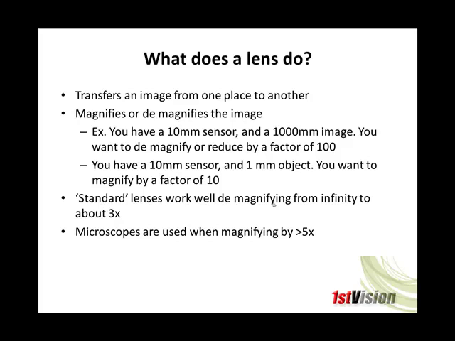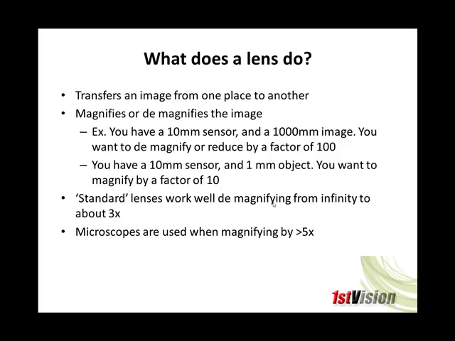What does a lens do? Basically, it transfers an image from one place to another. It also magnifies or demagnifies an image. For example, you have a 10 millimeter sensor that's usually on a diagonal, but it could be on the sides for this example, and you have a 1000 millimeter image. In this case, you want to demagnify or reduce by a factor of 100. Now let's say you have the same 10 millimeter sensor and a 1 millimeter object. In this case, you want to magnify by a factor of 10.